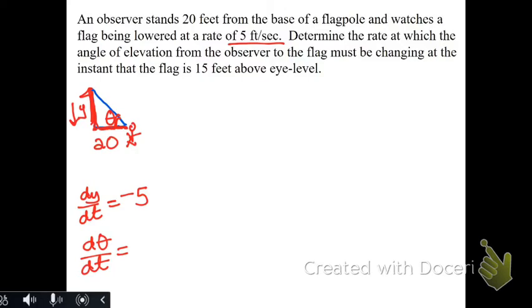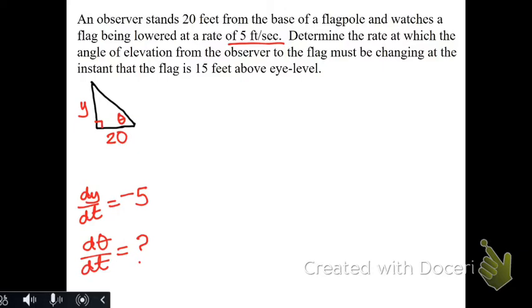Okay, I'm going to clean this up a little bit just to make it a little easier for me to write. Okay, so the question is how fast is the angle changing? I would expect it to get smaller, so I expect a negative answer. But we need a relationship that we can get from somewhere that relates all of the things we have in this picture. So we have an angle and two sides of a right triangle, and that angle is your clue.